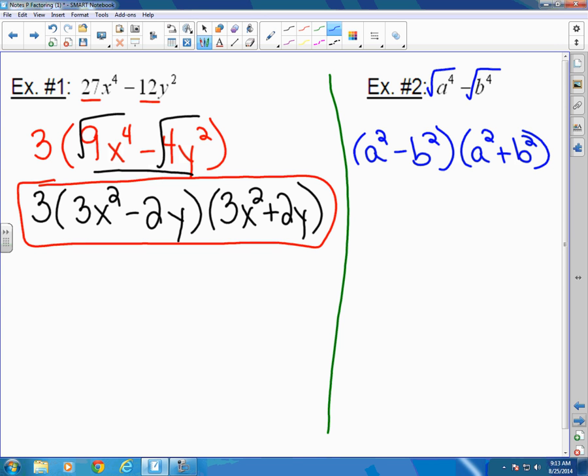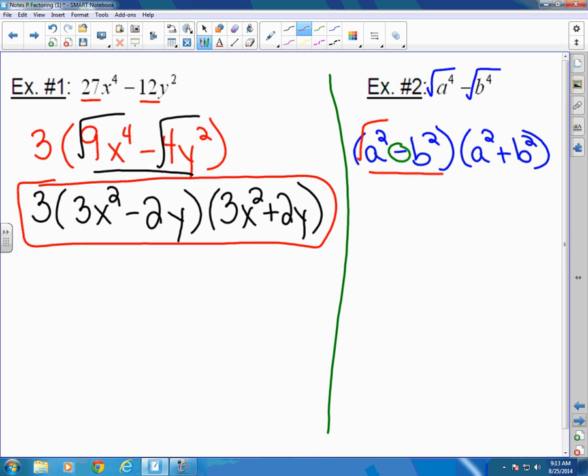So just like before, I've done the first step of factoring. I've used the binomial, difference of perfect squares. Now I want to check to make sure it's completely factored. And if I look at this first term, it is still a binomial. It still is the difference. And a squared is still a perfect square. So this first term here can be factored further.